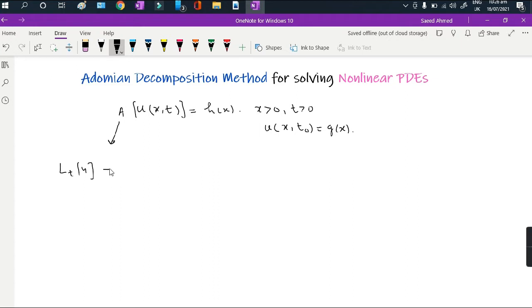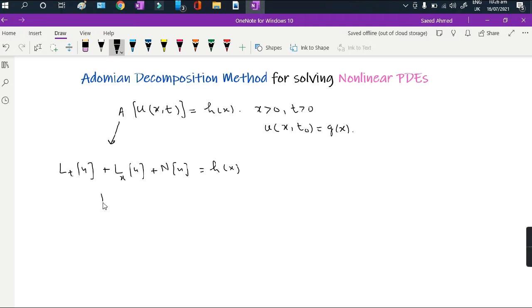Then we will take L_x of u. This differential operator, as is clear from its name, will contain those terms which have a derivative with respect to x. And then we will collect all the terms which are nonlinear, and we call it N of u, or any term which is free of any derivative, is equal to the same function h of x. So we decompose the differential operator into three smaller operators which are linear in this sense.